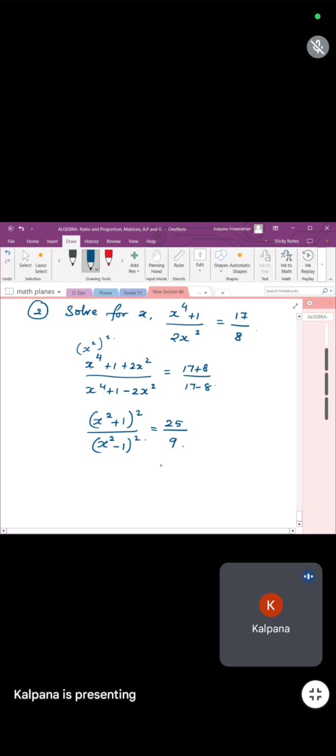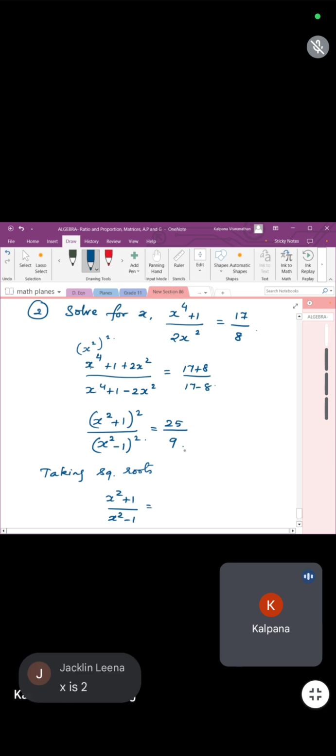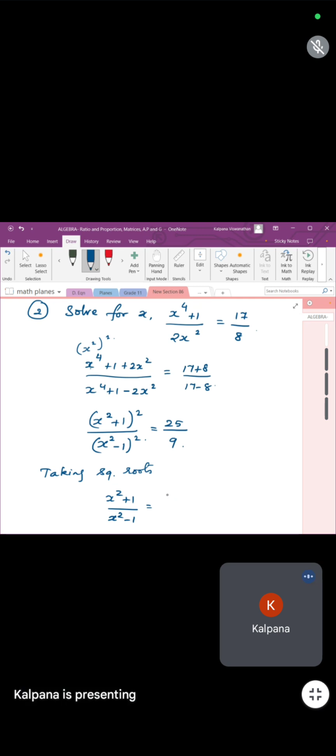Okay, after this what can you do? We can take the square on the right side, or we can take the square root on both the sides. Taking the square root on both the sides, you can reduce the square here. So taking square roots on both the sides, we have (x^2 + 1) / (x^2 - 1) equal to, because here the square root of 25 is 5, so this becomes 5 by 3.